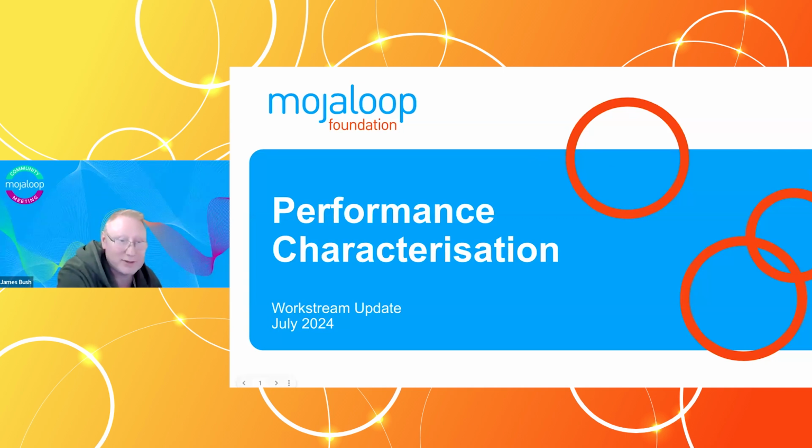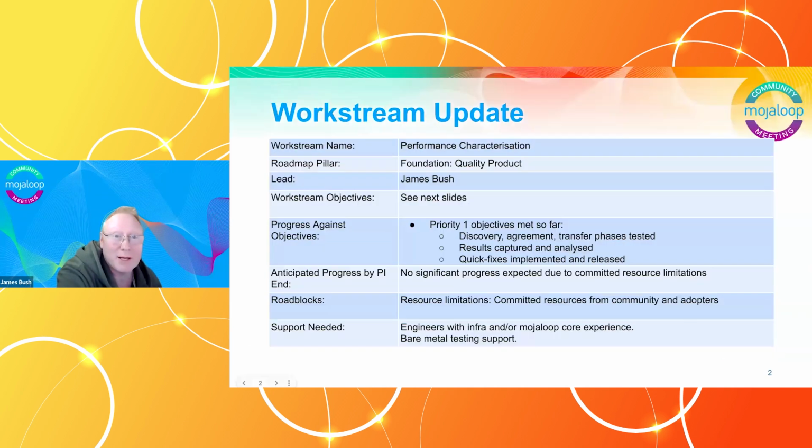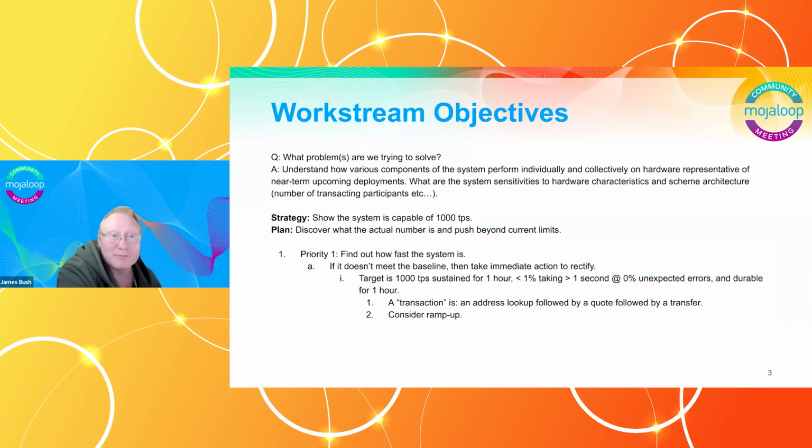So, performance characterization. This workstream comes under our quality product roadmap pillar. It's a workstream with a lot of complex objectives, which in previous community meetings we have defined and iterated.